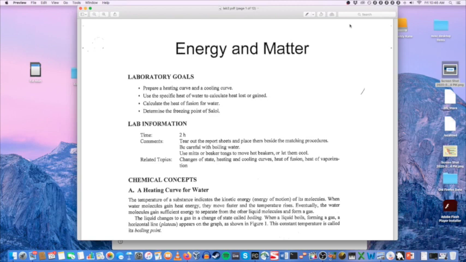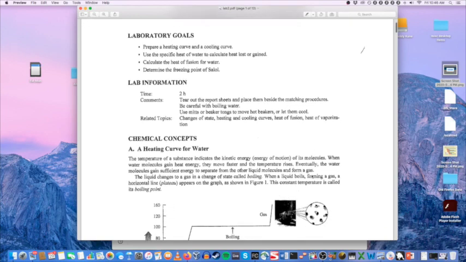Safety features for this lab are being careful with boiling water and using mitts or tongs to move hot beakers. I will demonstrate that on the video, so you'll get a chance to see what I mean by using tongs to move hot beakers if you didn't already know. And the topics covered will be changes of state, heating and cooling curves, heat of fusion, heat of vaporization. Although there's not an actual laboratory component for heat of vaporization, it's included in the discussion.